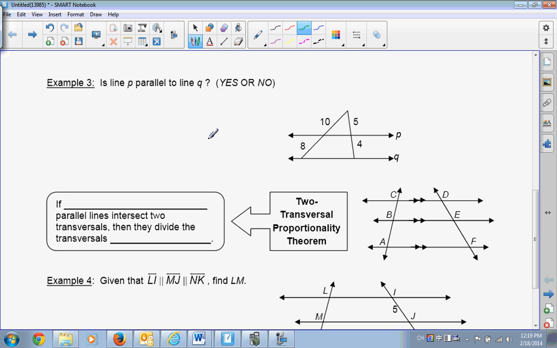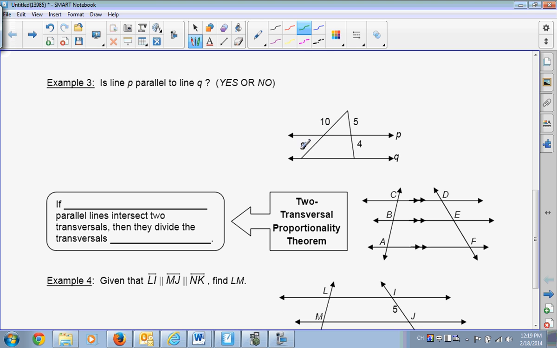Let's go ahead and look at example 3. Is line P parallel to line Q? So now we're trying to figure out, are the lines parallel? We have all the sides. So the reason we would know they are parallel according to the triangle proportionality theorem that we just did is if these are proportional to these.